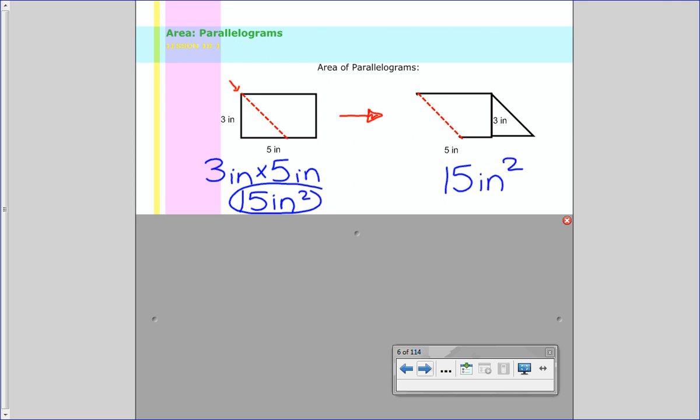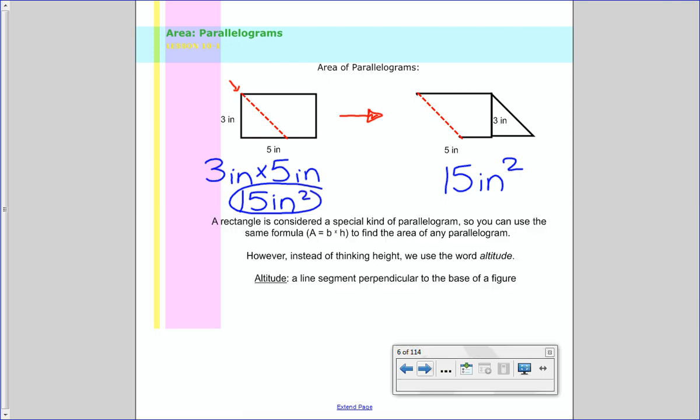Right? So when we do parallelograms, again, it's just 2 sets of parallel lines. All they really do here is move the triangle over to the other side. So to do this, you find the area the exact same way. The area is equal to the base. So here, that 5 inches, and then times that, instead of calling it height this time, we call it the altitude. Alright, so instead of saying the height, which really is still 3, we call it the altitude. So we do 5 inches times the altitude, and you get 15 inches squared.